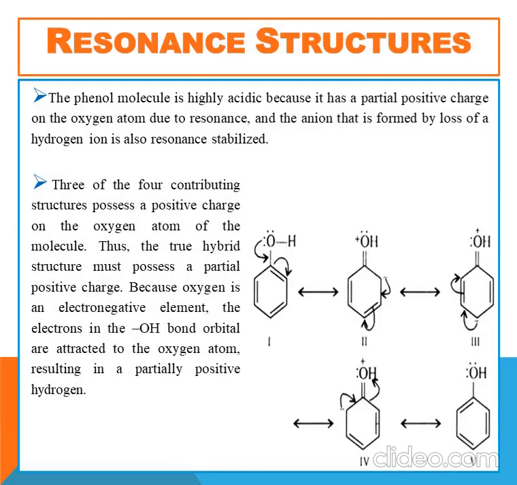3 of the 4 contributing structures possess a positive charge on the oxygen atom of the molecule. Thus, the true hybrid structure must possess a partial positive charge. Because oxygen is an electronegative element, the electrons in the OH bond orbital are attracted to the oxygen atom, resulting in a partially positive hydrogen.